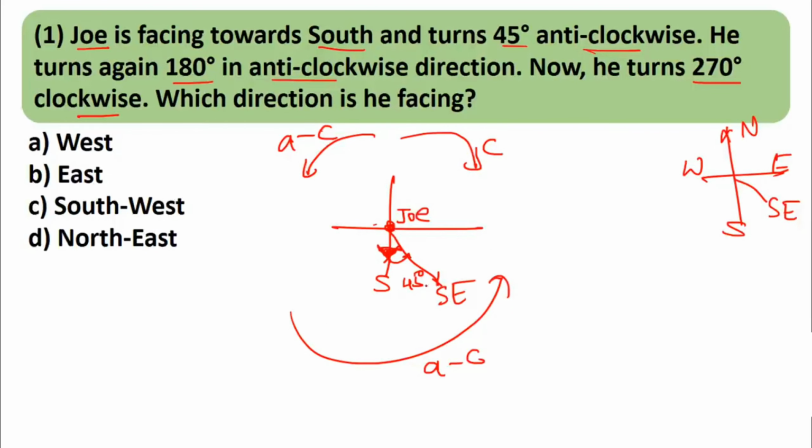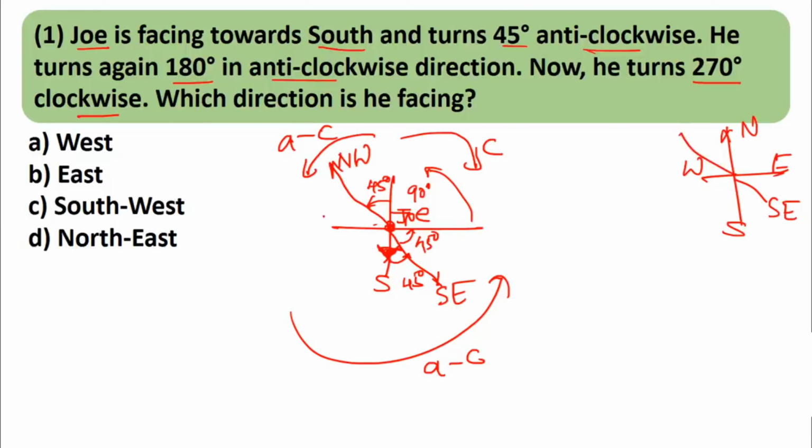He turns again 180 degrees in anti-clockwise direction. We have learned that when a person moves 180 degrees, the person goes in exact opposite direction. But let us see again, okay? So this is southeast, 45 degrees again. Now Joe wants to move 180 degrees anti-clockwise. So first 45 degrees plus this 90 degrees, that would be 135 degrees, and this 45 degrees, that would be 180 degrees. So total 180 degrees is traveled by Joe in anti-clockwise direction. So now Joe faces direction northwest.